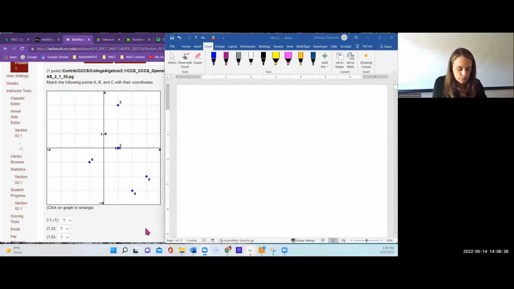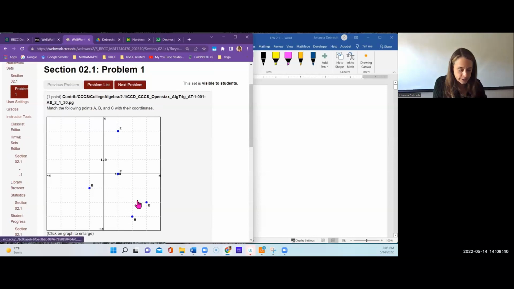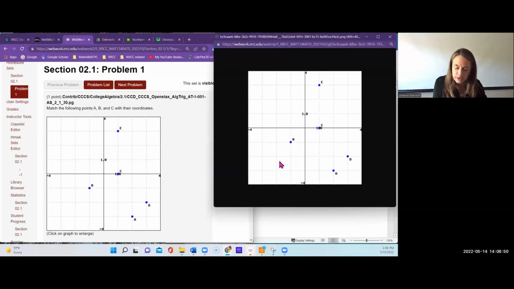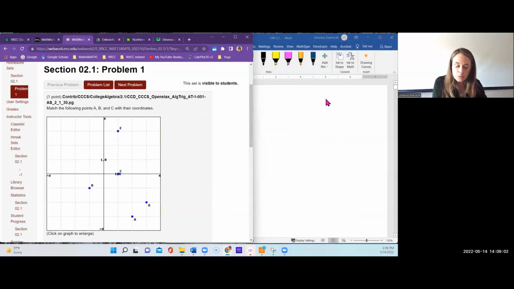In this particular problem in section 2.1, we're taking a look at a graph. Now, if you click on the graph, it will open up a larger graph, which you can pull out and make a little bit larger. In this case it isn't a whole lot larger, but you can click up here and make it bigger. When we're looking at this one, it wants us to find the ordered pairs. Ordered pairs give the location of where the points are.